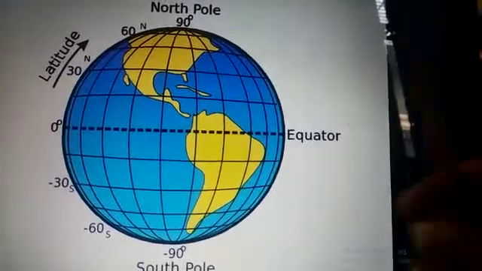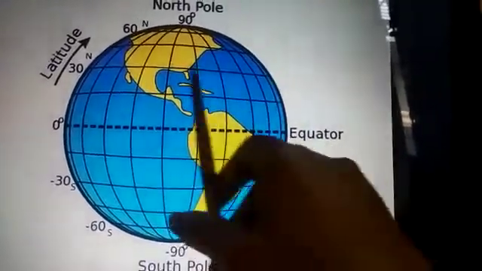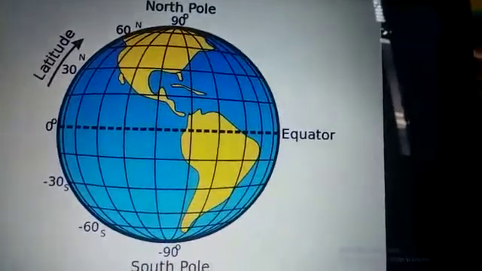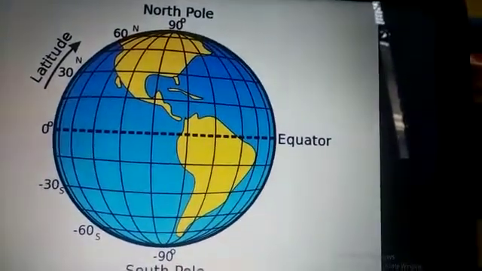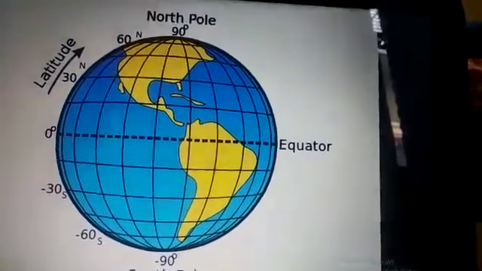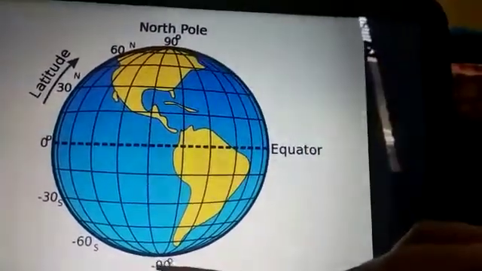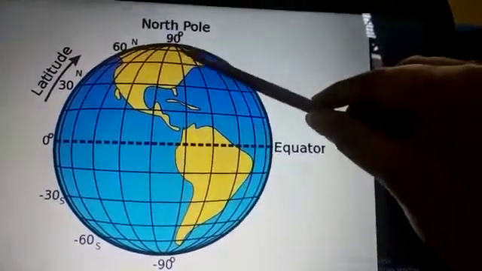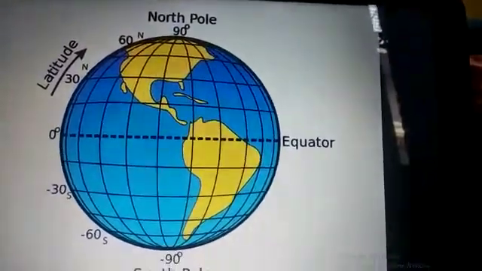All these lines make full circles. Always remember, these lines make full circles, and they do not intersect each other. So all parallels are full circles except the North Pole and the South Pole, because these are two points.